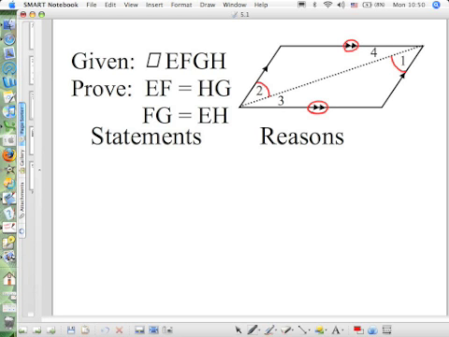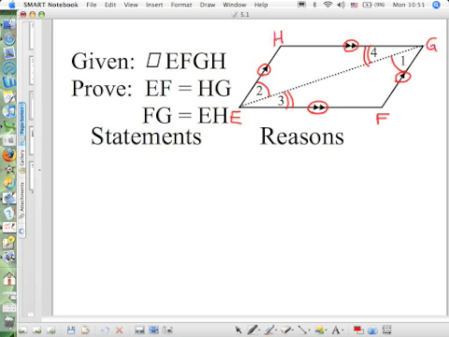And if these two sides are parallel to each other, cut by this same transversal, no, I'm sorry, I did it backwards, sorry. Angle 3 is congruent to angle 4 because they are alternate interior angles. Yes, Sam?